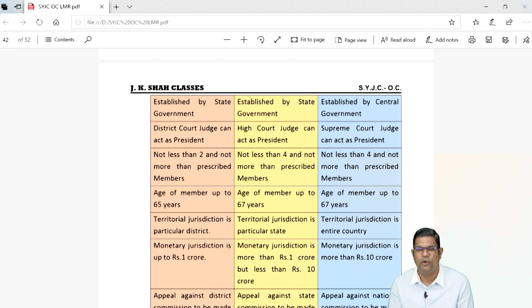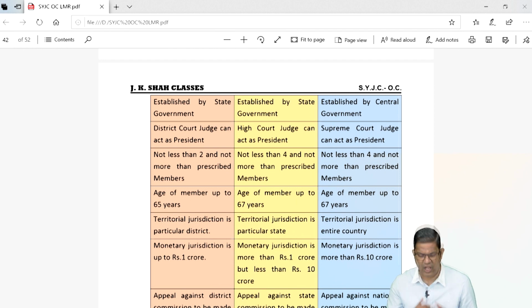Okay, moving on to the next part, and that is who will be the president of such types of consumer dispute redressal agencies. Now, the head of the district commission, its president, is a district court judge. It is a judge of a district court or can also be a retired judge, who is the president. Then for the state commission, the president is a judge of the high court. A high court judge will be the president of the state commission. And for the national commission, the president is a judge of the Supreme Court.